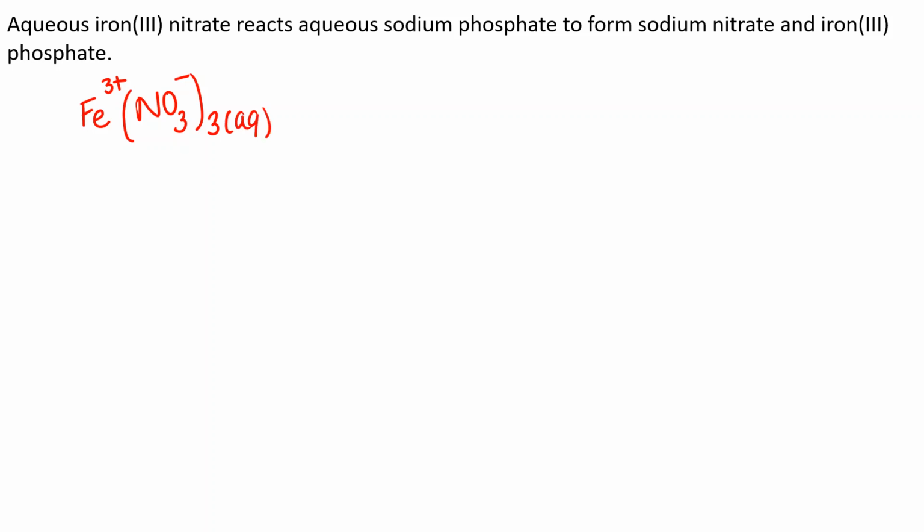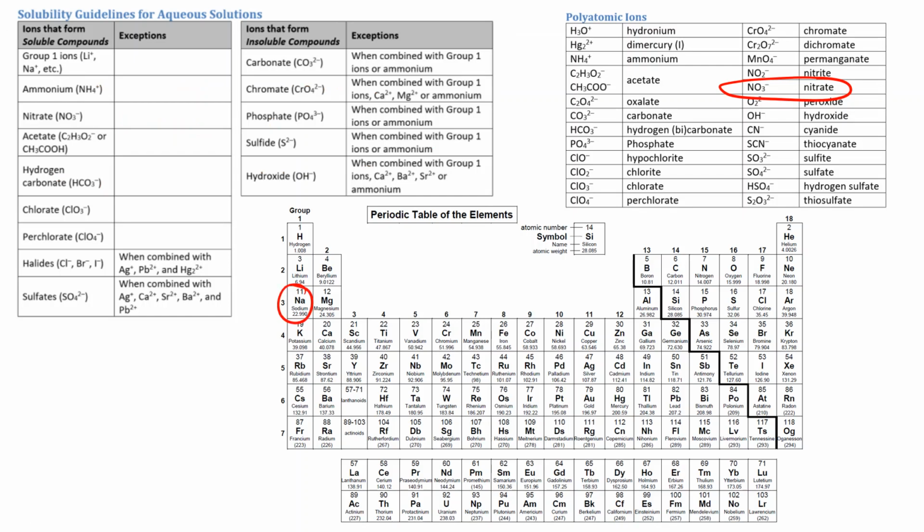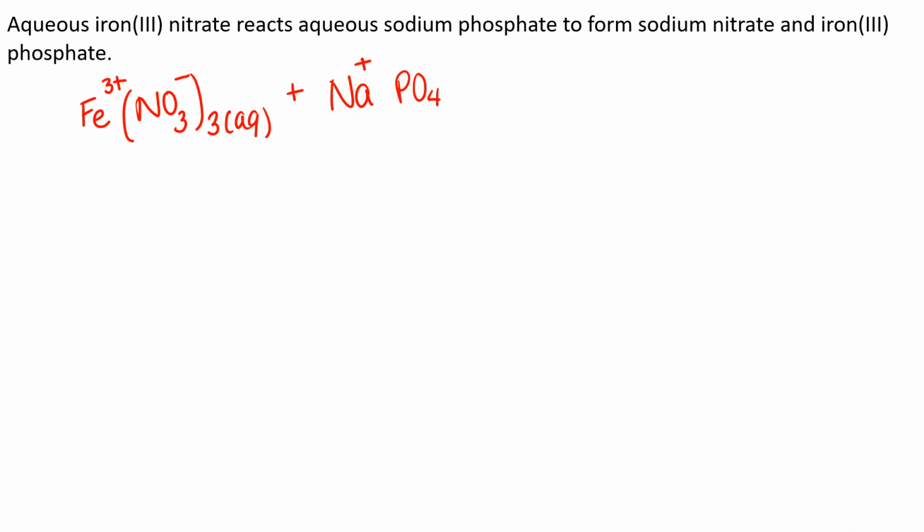And it says that this is aqueous. It's going to react with sodium phosphate. So sodium has a +1 charge because it's in the first column on the periodic table. And then phosphate is the polyatomic ion PO4 3-. So since PO4 has a -3 charge and sodium is only +1, I'm going to need 3 of those. And it says that this is aqueous. So we're going to form sodium nitrate. So that's going to be Na +1 charge, nitrate -1 charge. So those charges are already balanced, so there's sodium nitrate.